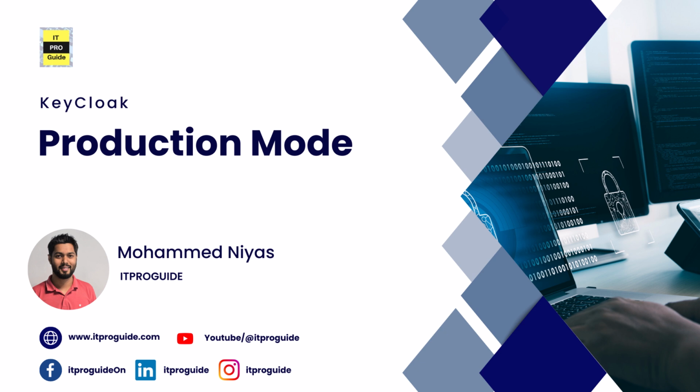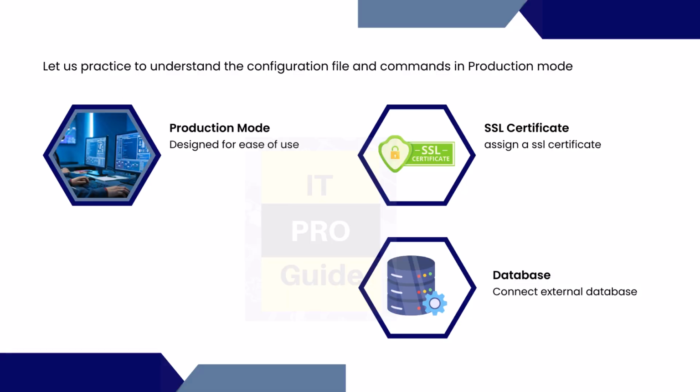In this session, we will explore the production mode installation option available with Keycloak. In the last couple of videos, we configured an SSL certificate and connected a database in the development mode. For production, we're going to combine everything we did in the last couple of videos and run it in production mode. Keycloak has some default requirements to run in production mode.